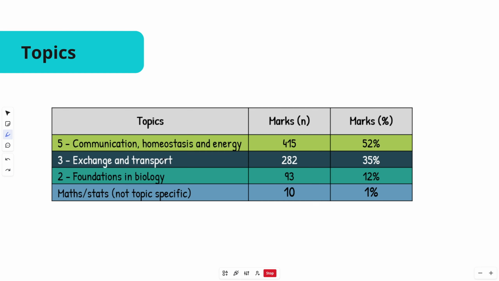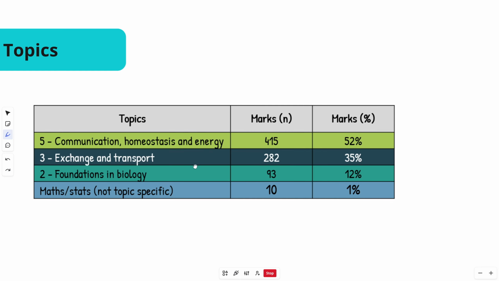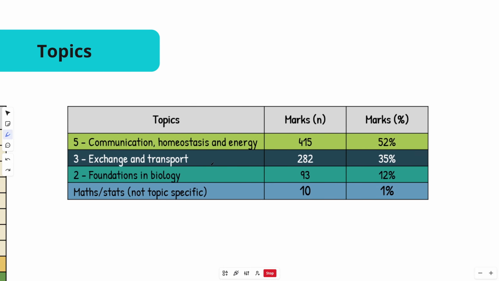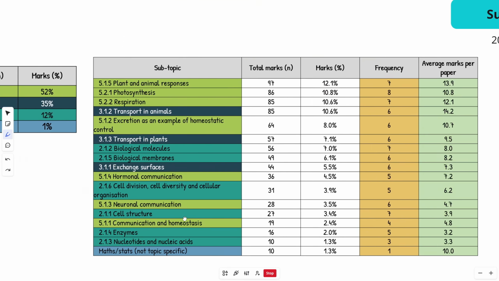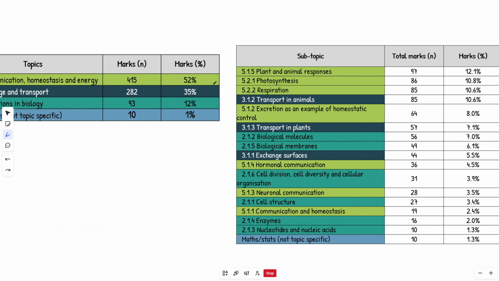Okay, so if you want to know where to focus the majority of your time, communication, homeostasis, and energy for paper 1, exchange and transport next. Okay, cool. Let's look at subtopics. Okay, so subtopics. Again, everything's color coded. So this is this, etc.